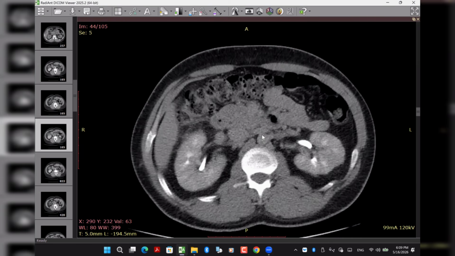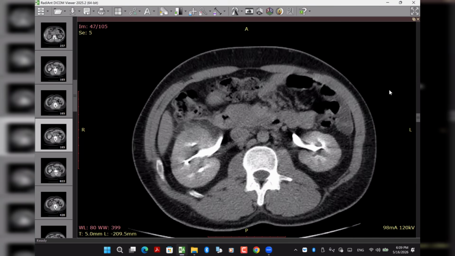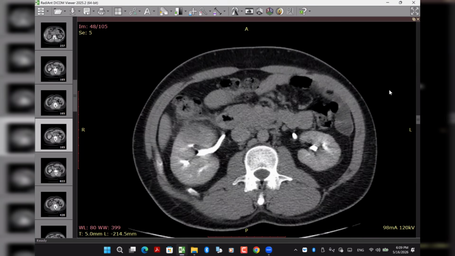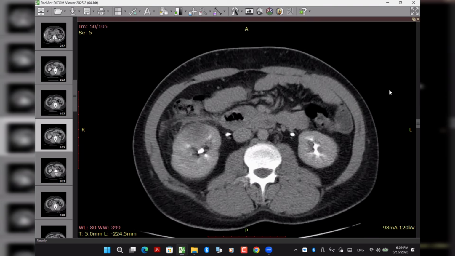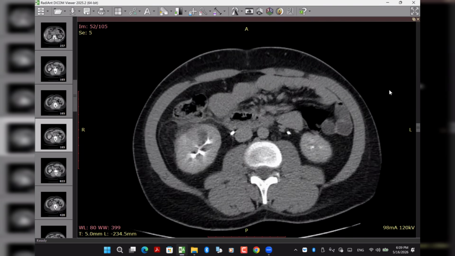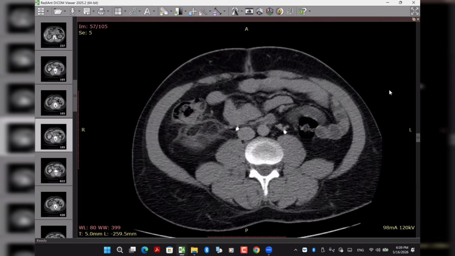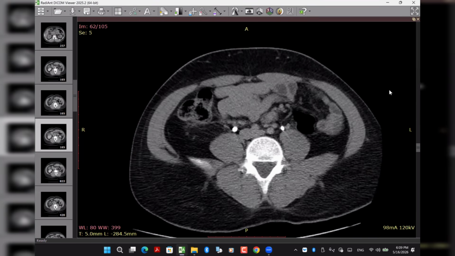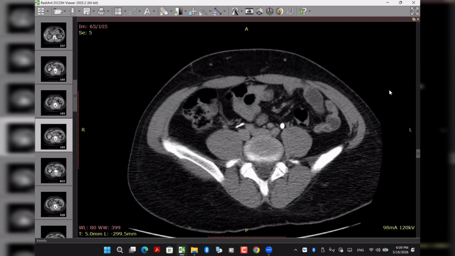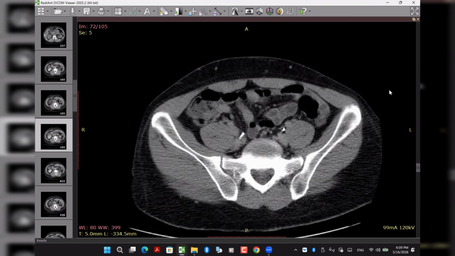So on the delayed, I would want to look for any filling defects within the collecting system and the ureters. Okay. So I'm just going to go on down. So far, I've not seen any filling defects or any urothelial thickening. Nice. Okay. The ureters are not distended. So going on further down to the level of the bladder.